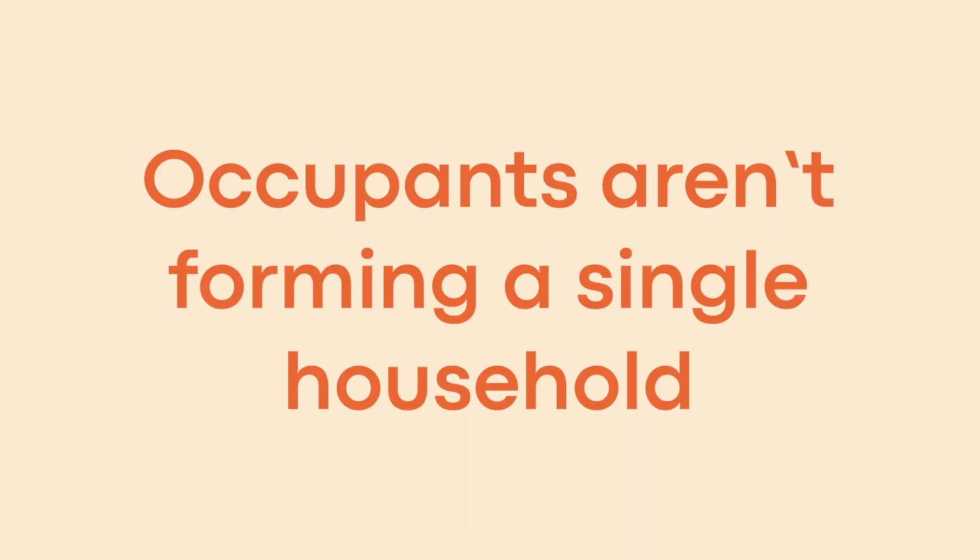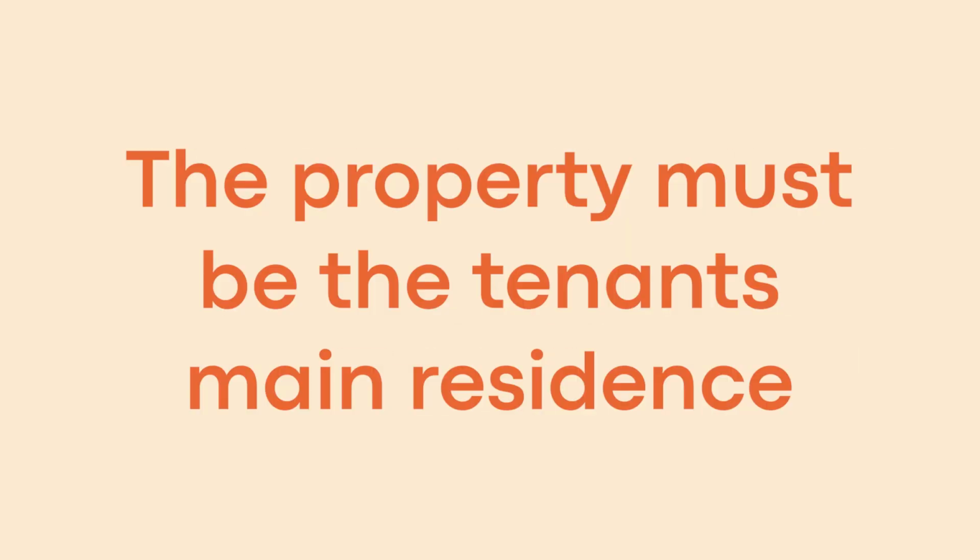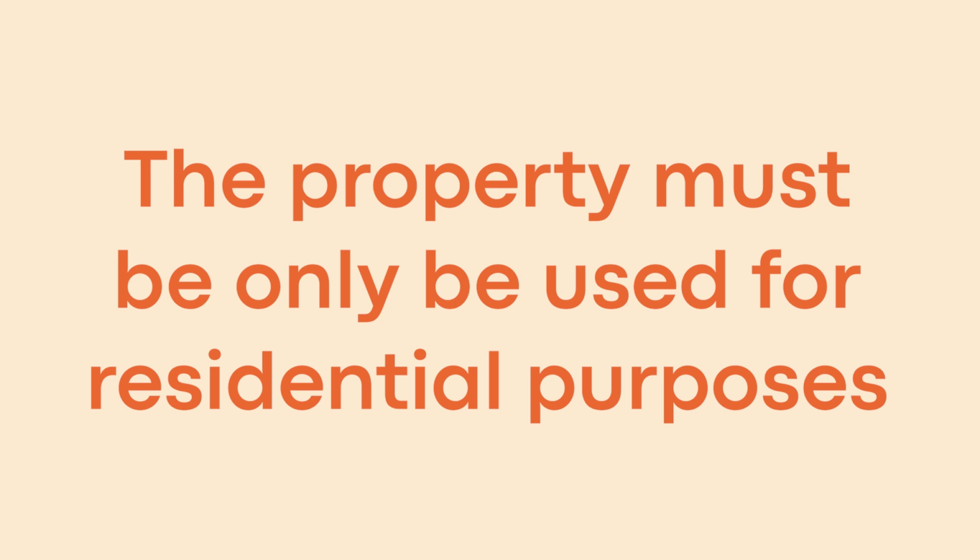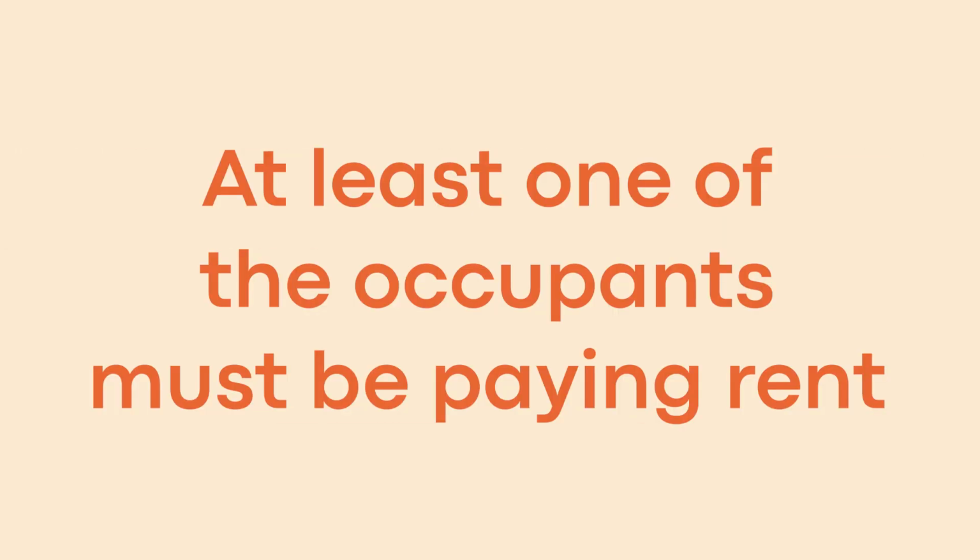What qualifies as a HMO property? To be classed as a HMO, a property needs to have these 4 common features. Occupants aren't forming a single household, the tenants must be using the property as their main or only residence, the property must only be used for residential purposes, and at least one of the occupants must be paying the rent. All of these conditions need to be met for a property to be legally classed as a HMO. The only exception is when a HMO declaration has been made by the local authority.